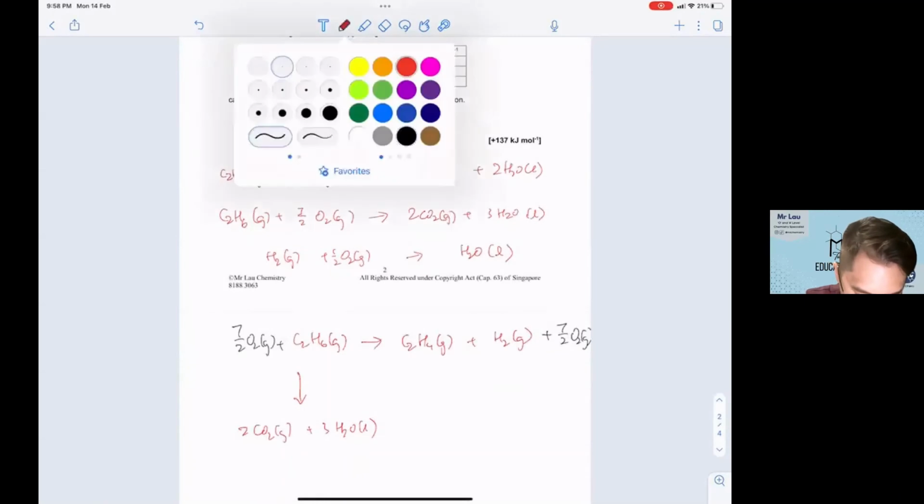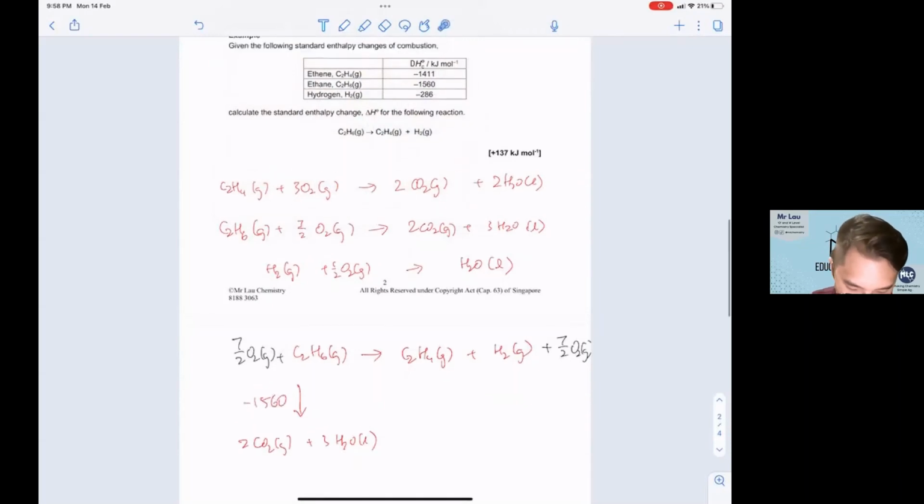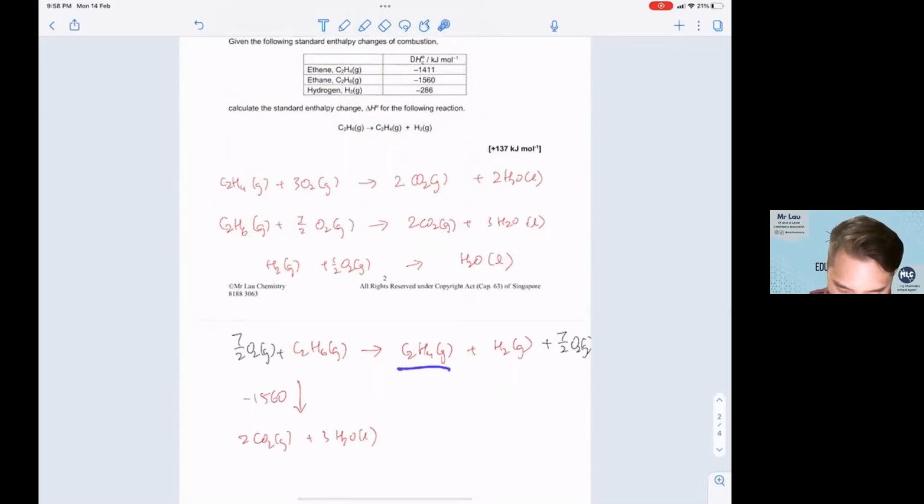Next, let's fill this in. The delta H for this is -1560. Next, if you look at this, C2H4 will require 3 oxygen. So if you take away 3 oxygen, there's half oxygen left. H2 will react with half oxygen to give you H2O. C2H4 will react with 3 oxygen to give you 2 CO2 and 2 H2O. So in total, that will give you the same amount here. So this will be -1411 and -286.